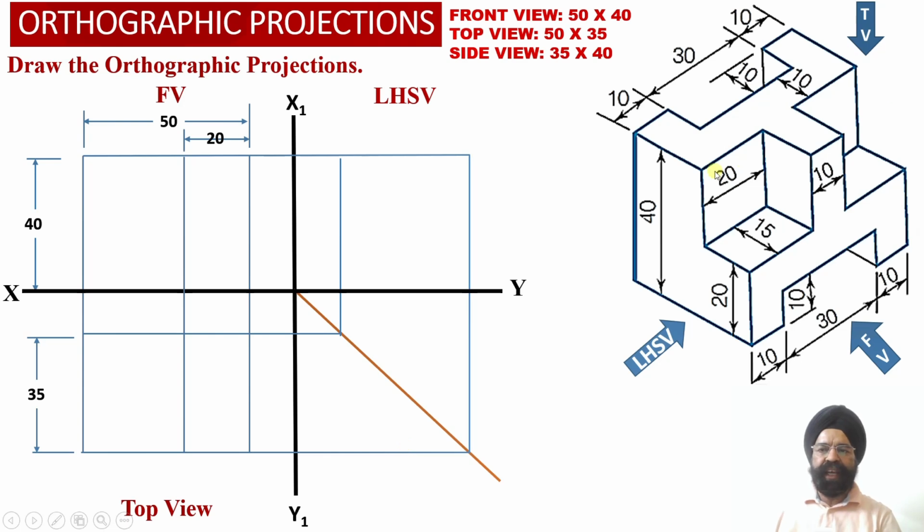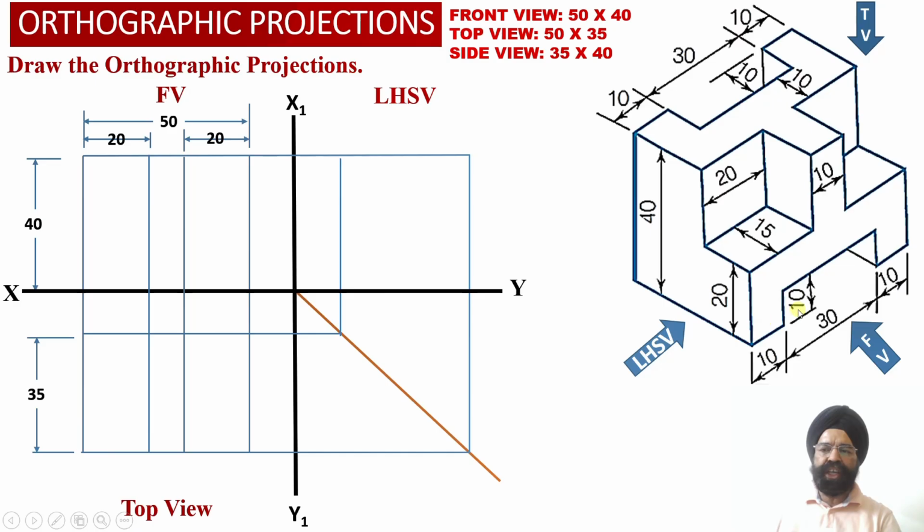Similarly, corresponding to this rectangular slot on the left hand side portion of the solid, again we are going to measure a distance of 20 millimeter from the left hand side face of the solid. Again we have marked a distance of 20 millimeter from the left side face of the solid, and we have obtained a vertical projector line in the front view orthographic projection, and we have extended this vertical projector line appropriately into the top view projection.